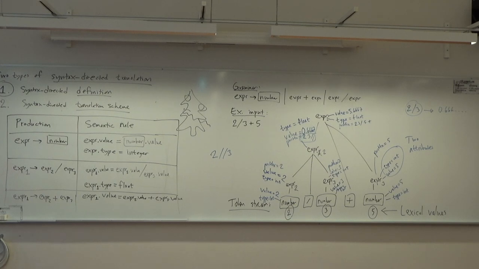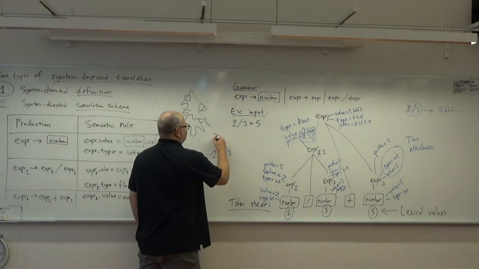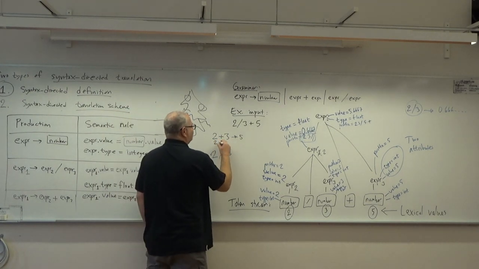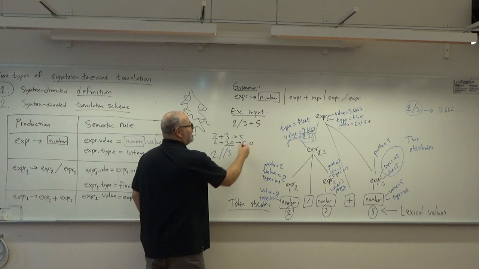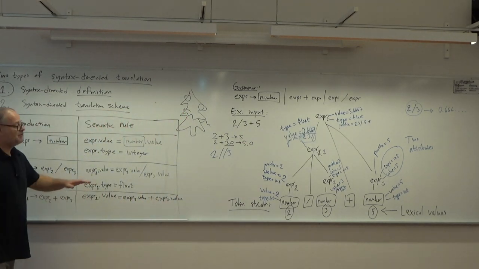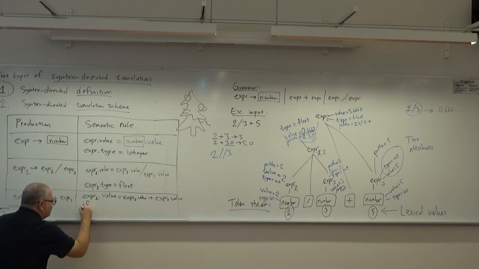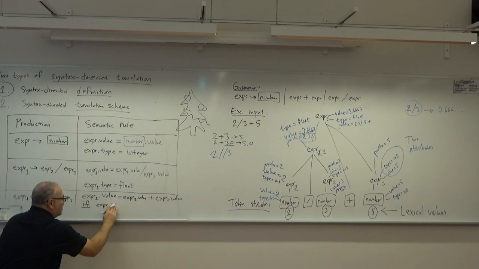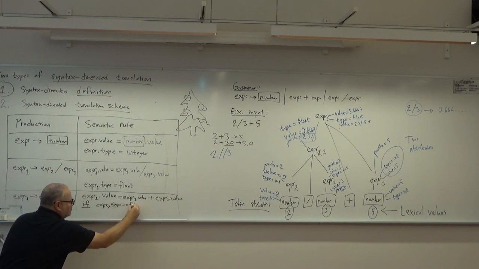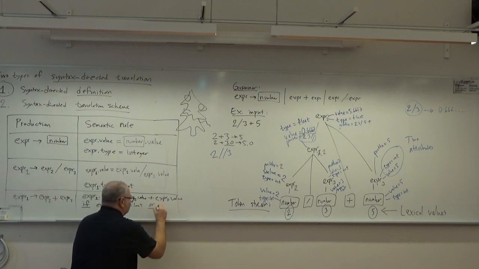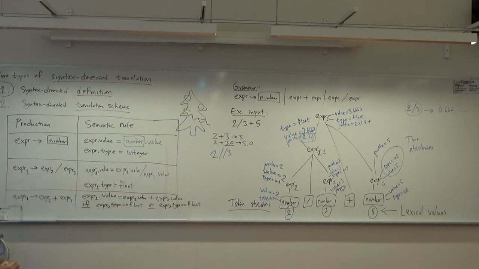Well, the thing in Python is if you do integer plus integer, then you get an integer. But if you have at least one floating point number, then you get a floating point number. So we need to look at the types. And assuming we just have these two data types, float and int, if expression 2.type is float, or expression 3.type is float, that is, if we have at least one floating point number, then the result will be floating point.